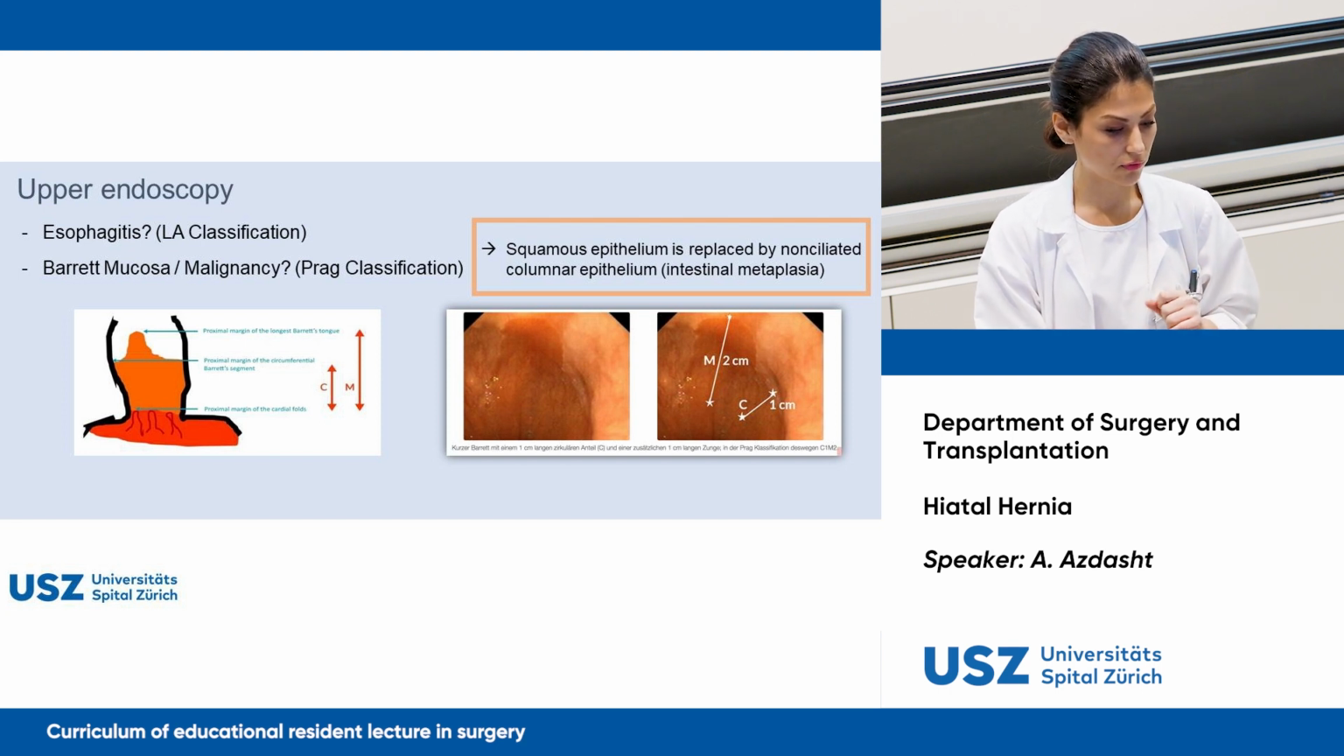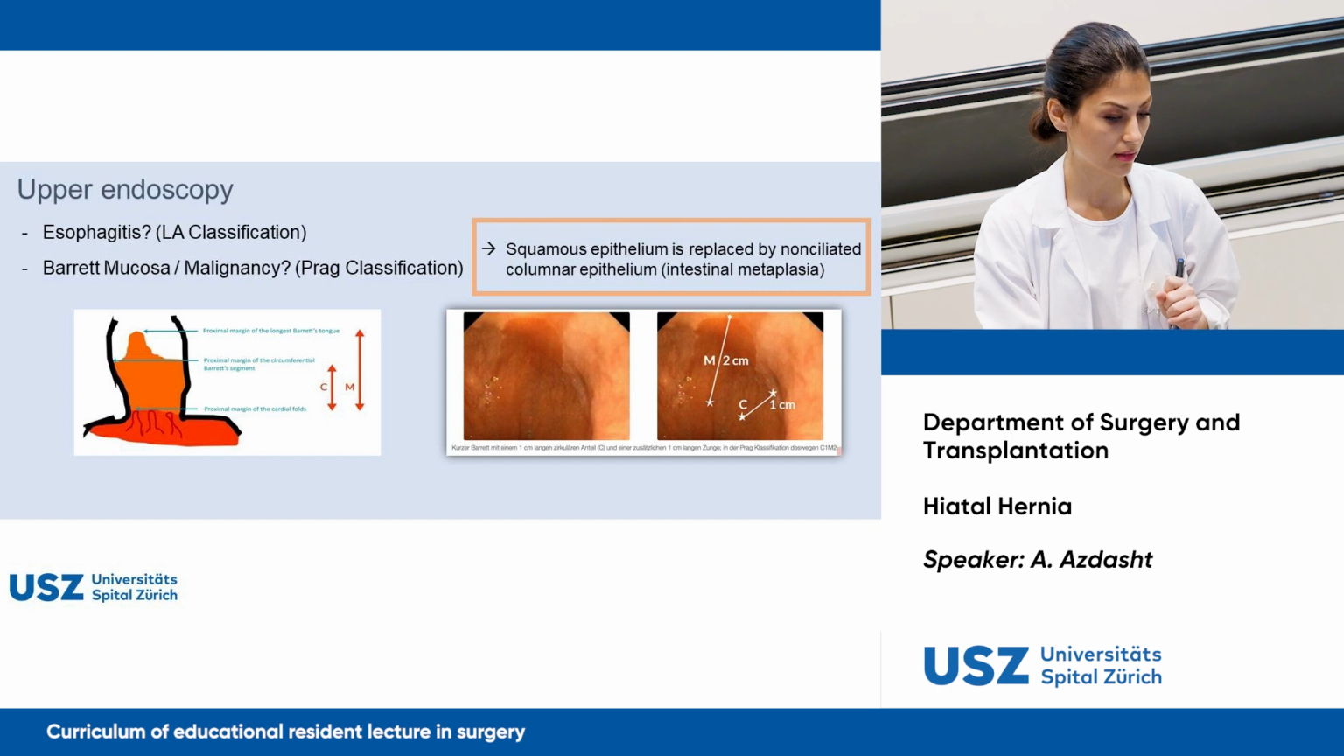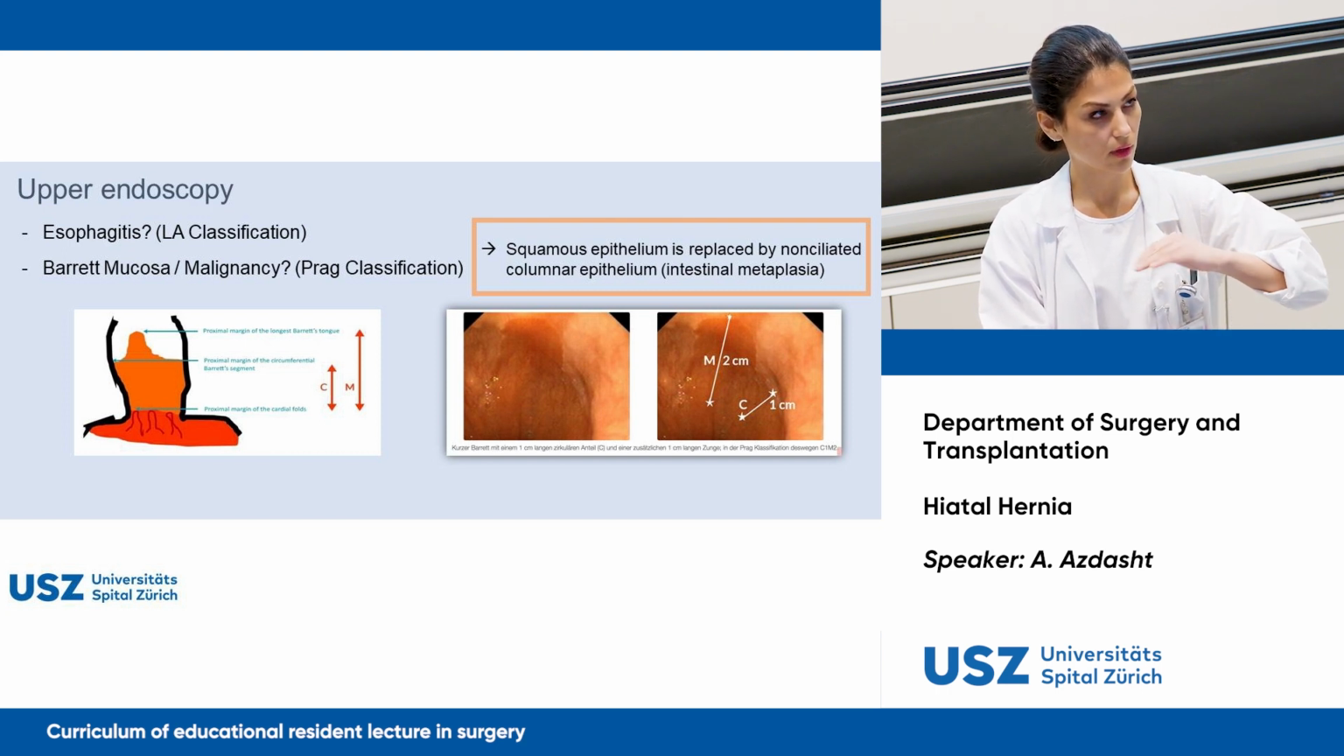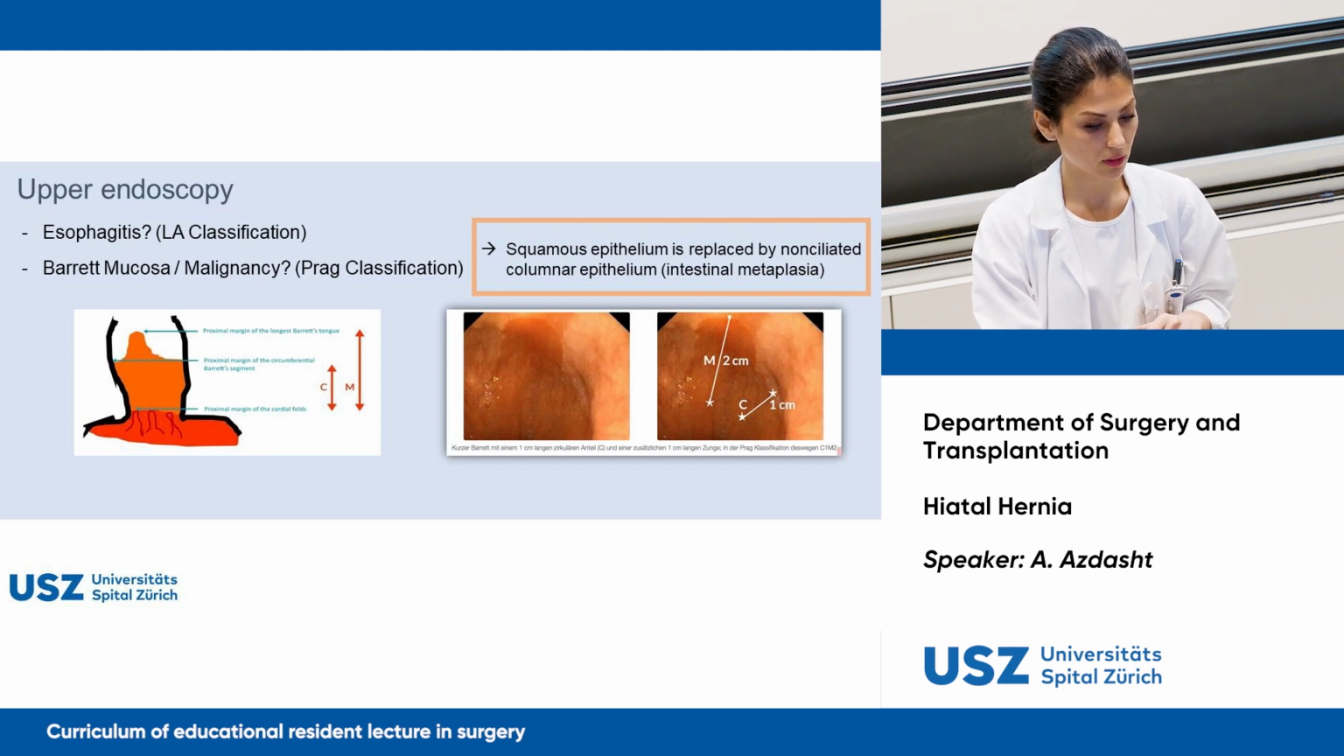And as a classification for the Barrett mucosa, we have the Prague classification that looks at the extension of the circumference, starting from the proximal cardia folds, and then the longest tongue of the Barrett esophagus.